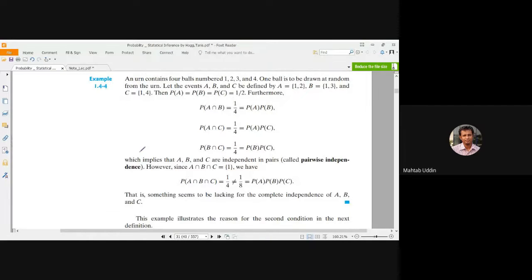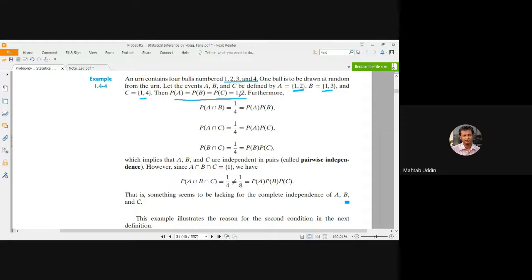Now we are going to show the pairwise independence. You can see an urn contains balls with the numbers 1, 2, 3, 4. So how many balls are there? 4 balls. Good. Now A, B, C are defined as follows: A considers 2 balls, 1 and 2, B considers 2 balls, 1 and 3, and C considers 2 balls, 1 and 4. Definitely each has 2 of the 4 balls, so all of them have the same probability.